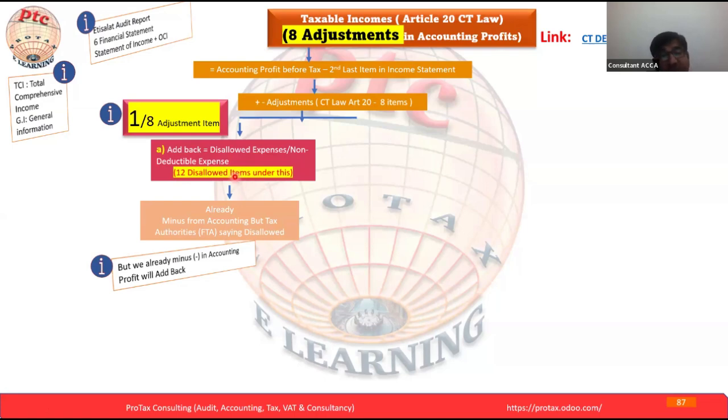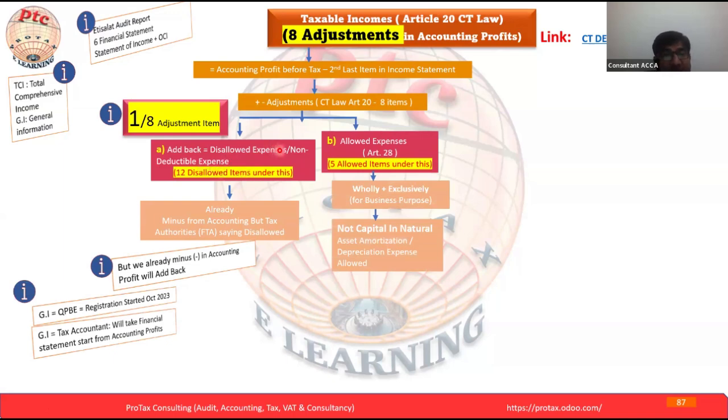So here under these 12 items, we'll keep tracking them. These are already minus, we will add back to our accounting profit, and our tax base will increase, our taxable income will be increased because these expenses are already minus.